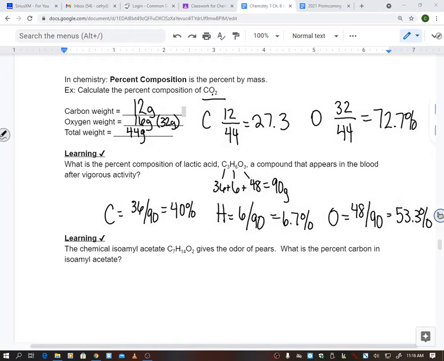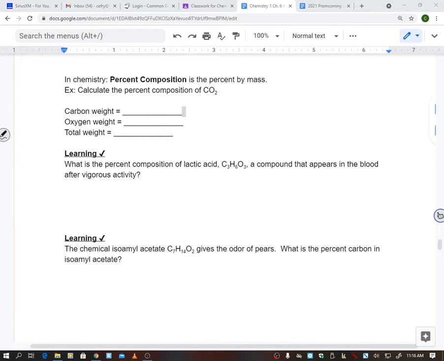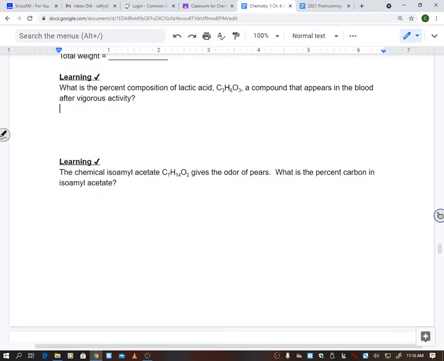Last learning check before we move on to these formulas. We have the chemical isoamyl acetate, C7H14O2, which gives the odor of pears. What is the percent carbon in the isoamyl acetate? So this is a good one because a lot of times kids get really confused because it's worded differently, right? They say, what is the percent carbon? Where if you look up here, it says, what is the percent composition of lactic acid? So it's actually an easier problem. Let's work on it, you guys, right?